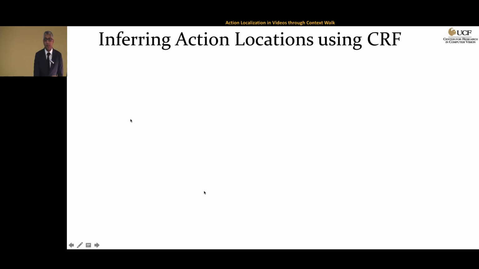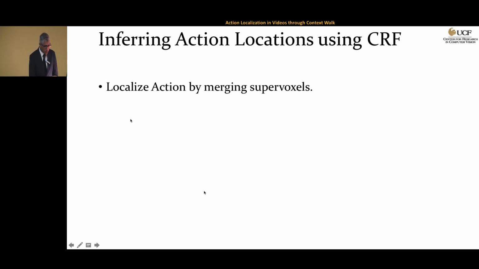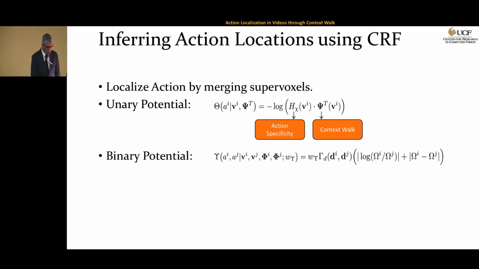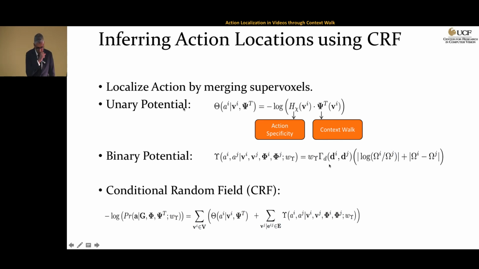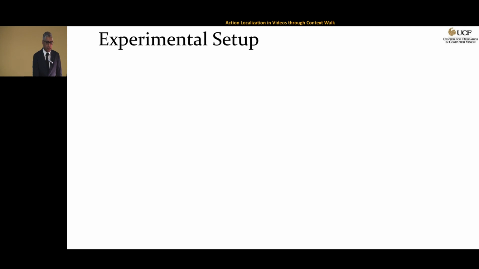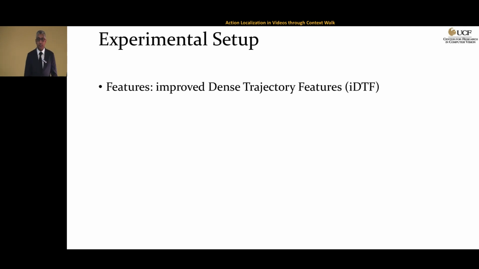Now, our next step is to infer the action location using CRF. For that, we define a unary potential that is based on two things. First is the action specificity that I just mentioned, and the other probability comes from the context walk. The binary potential is based on feature similarity between neighboring nodes, as well as the similarity between the size, and so on. That gives us the function for CRF that we minimize to be able to get those labels and give us the action detection, as shown over here.